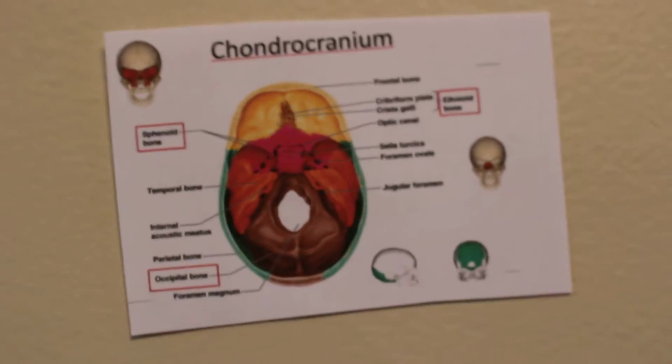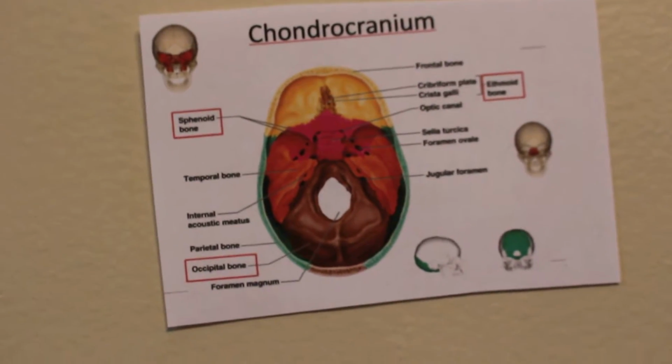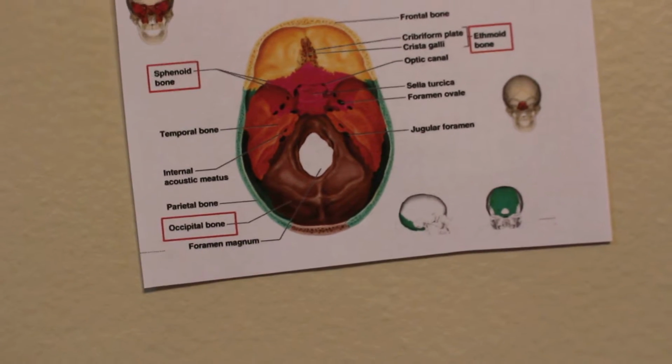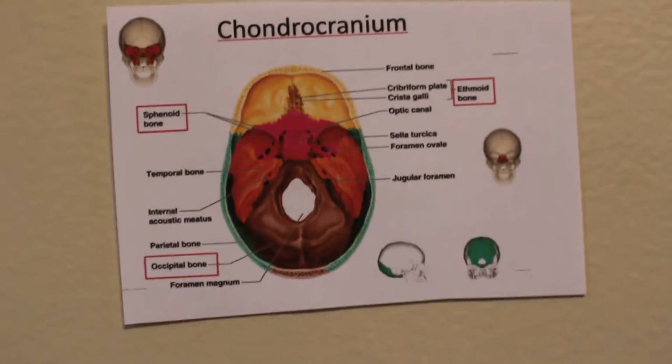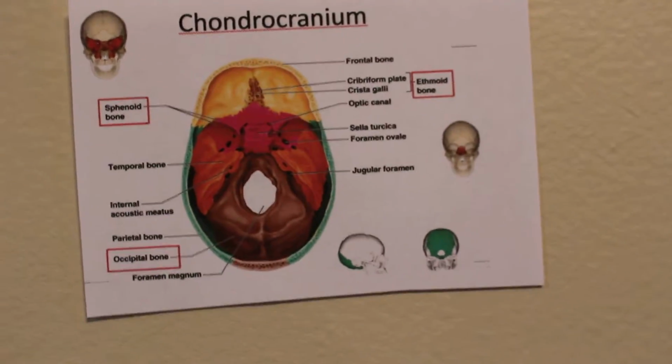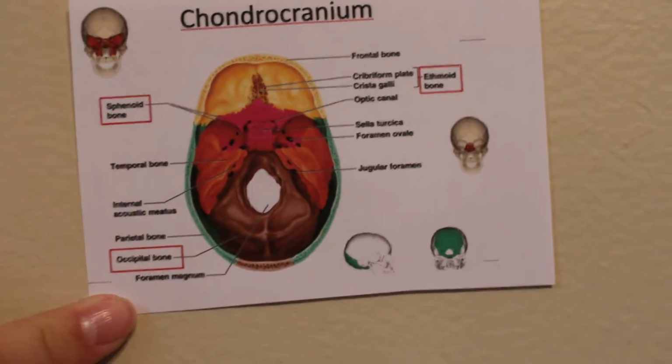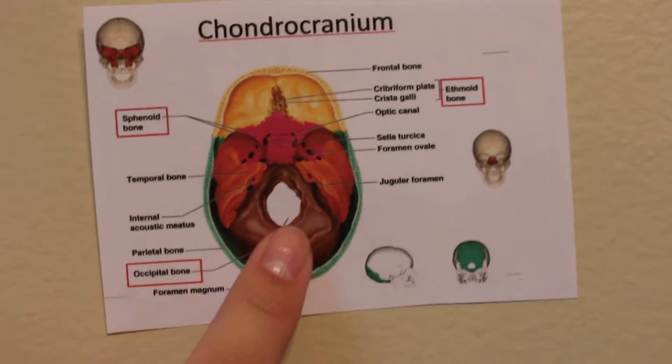So the chondrocranium is endochondral bone, and it is the platform that supports the brain, and the main parts of it are the sphenoid bone, occipital bone, and ethmoid bone.